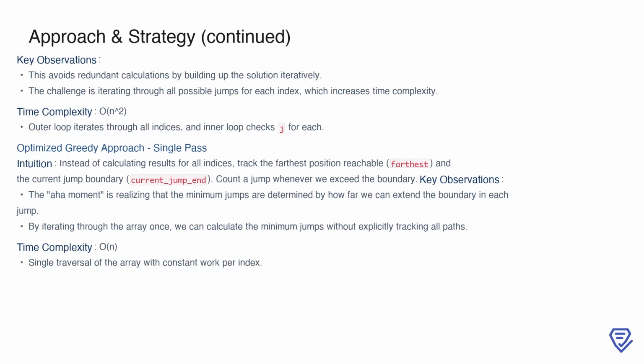The greedy method eliminates the need for nested loops by leveraging two key variables, farthest, which tracks the furthest position reachable at any point, and current_jump_end, which defines the boundary of the current jump. Each time we exceed this boundary, we increment the jump count and extend the boundary to farthest. The essential idea is that the minimum number of jumps is determined by how far we can extend the boundary with each jump. By processing the array in a single pass and making constant time updates per index, this approach achieves a much more efficient O(n) time complexity.